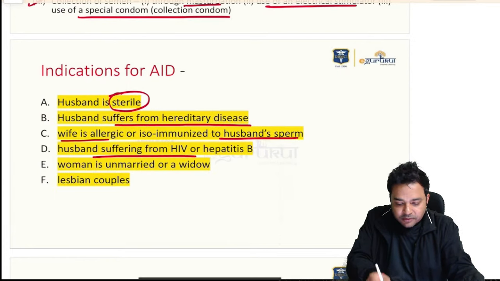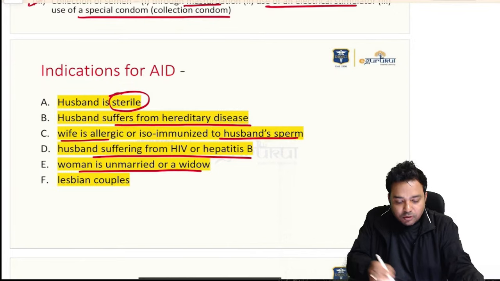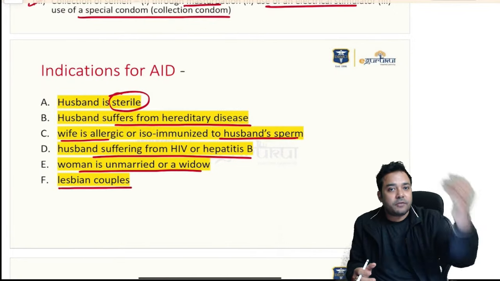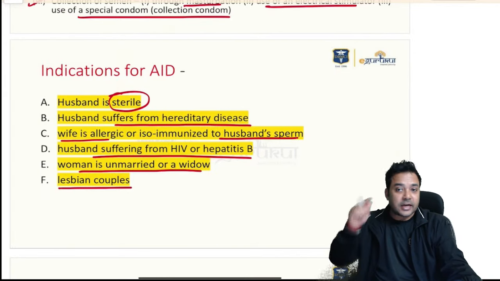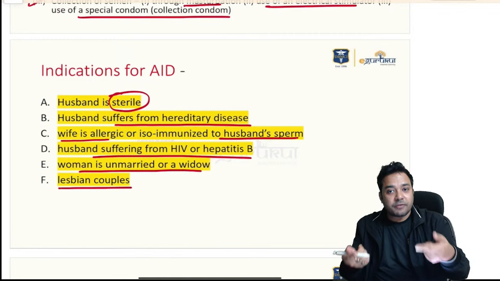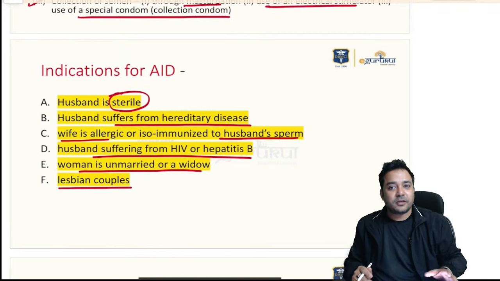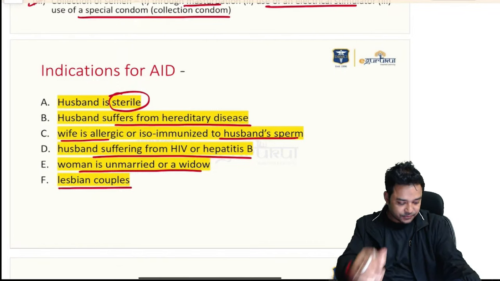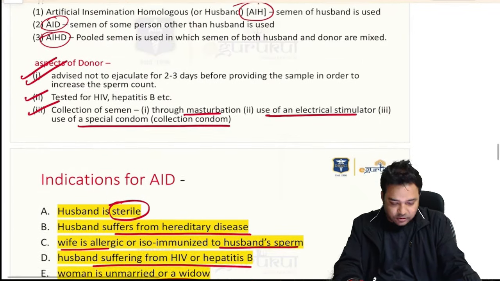Husband suffering from HIV, hepatitis B, woman is unmarried or a widow, lesbian couples who want to carry a child. Yes, they can go ahead with this procedure. But that child will gain legitimacy when they adopt the child. Okay? So there the adoption will have to be done by the couple. So these are the indications.